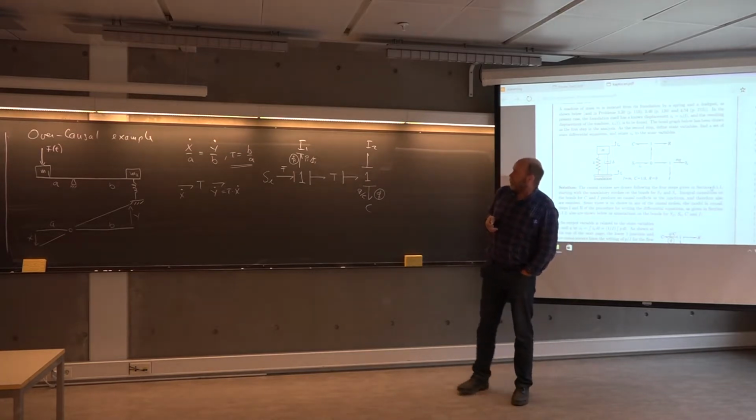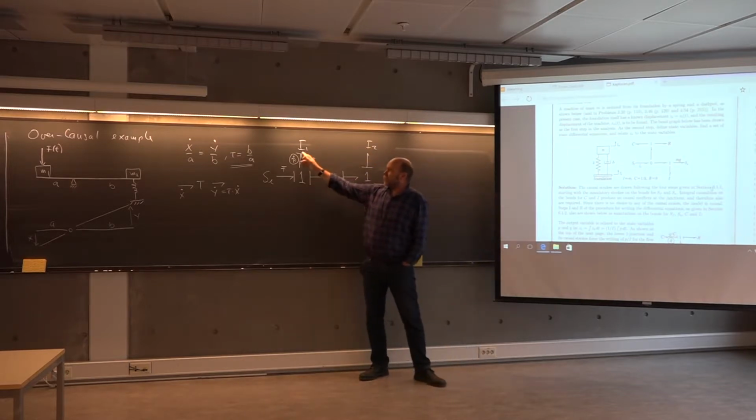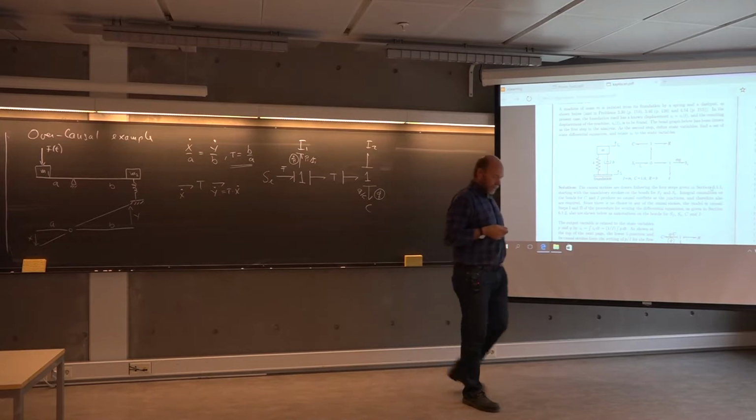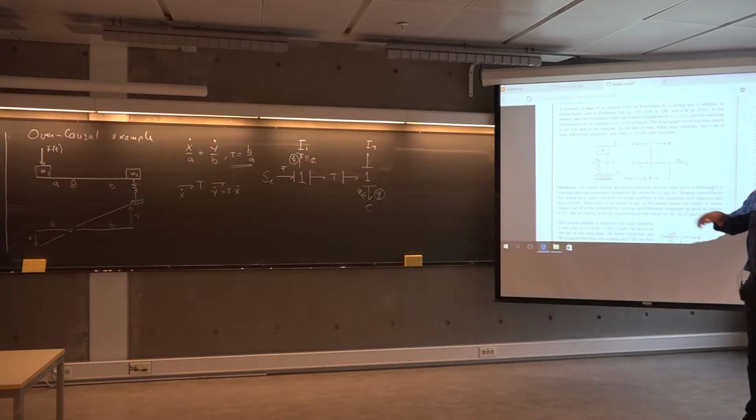And if you had chosen differently here on this bond graph, you would have gotten the same, but then maybe this one would be on integral causal form. Then this one would definitely be on differential form. We can try that afterwards. Okay, let's continue.